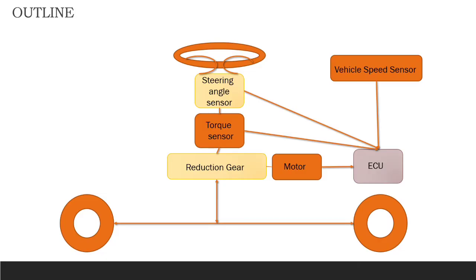Outline of this component: steering angle and torque sensor, reduction gear, motor, vehicle speed sensor. These are the components used in the electric power steering system. These components are shown at the system level.